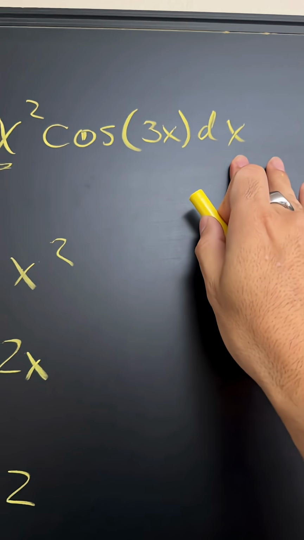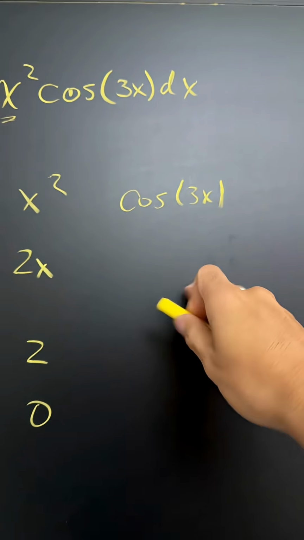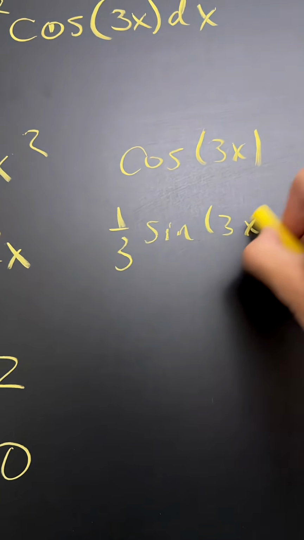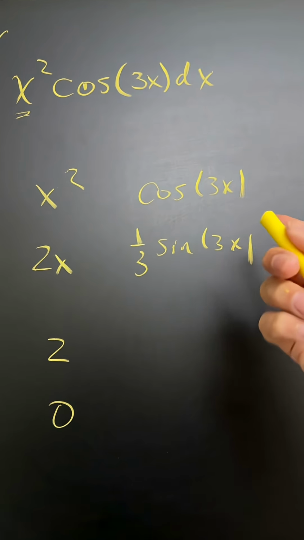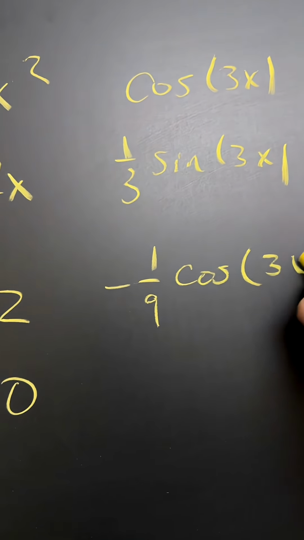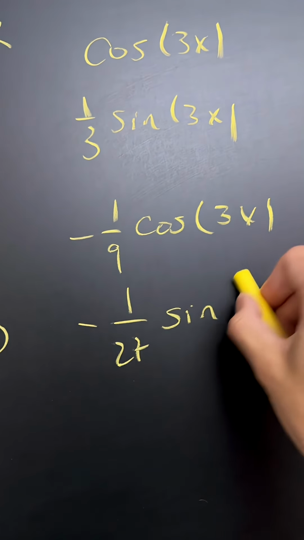Then we're gonna take the cosine, so we have cosine of 3x, and we're gonna integrate this all the way down. Well, this will become 1/3 sine of 3x. You gotta be really careful and know that we're basically using u substitution. And then we have -1/9 cosine of 3x, and then we have a -1/27 sine of 3x.